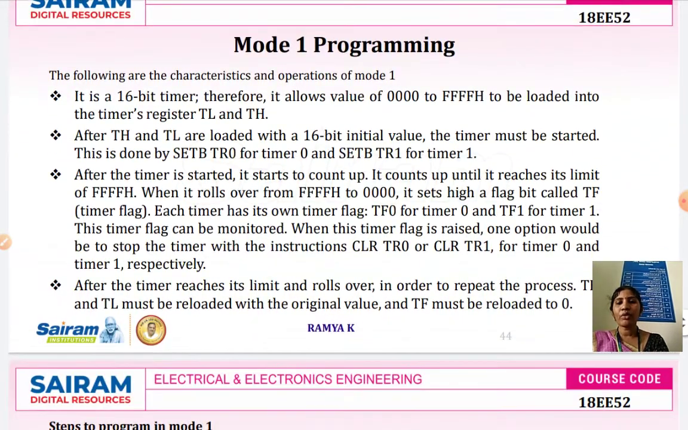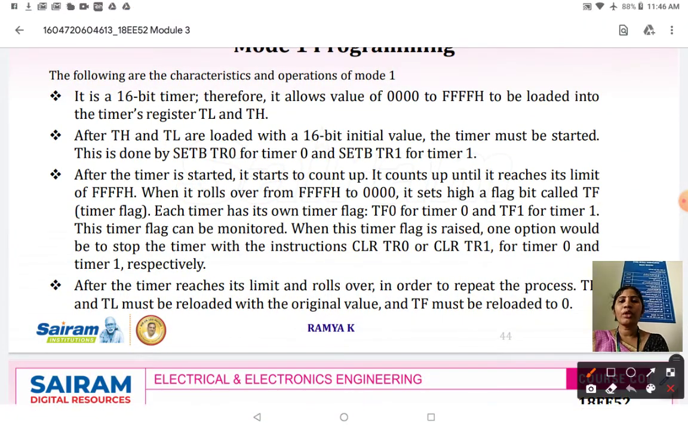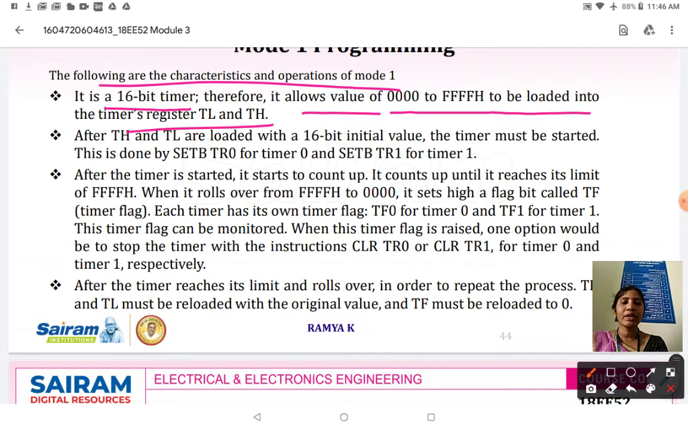Now we'll see mode 1 programming. The following are the characteristics of the operation of mode 1 programming. It is a 16-bit timer. Therefore, it allows the values 0000 to FFFF to be loaded into the timer registers TL and TH. After TH and TL are loaded with the 16-bit initial value, the timer must be started. This is done by SETB TR0 for timer 0 and SETB TR1 for timer 1.